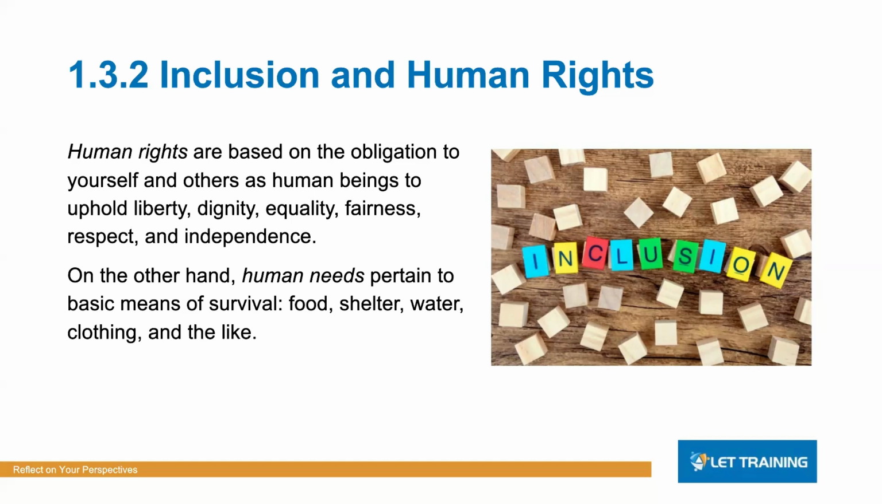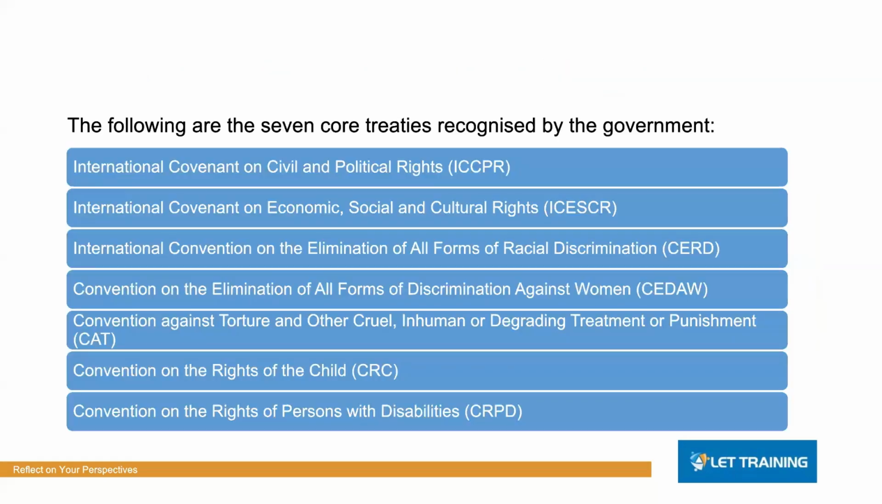The following are the 7 core treaties recognised by the government: the International Covenant on Civil and Political Rights, the International Covenant on Economic, Social and Cultural Rights, the International Convention on the Elimination of All Forms of Racial Discrimination, the Convention on the Elimination of All Forms of Discrimination against Women, the Convention Against Torture and Other Cruel, Inhumane or Degrading Treatment or Punishment, the Convention on the Rights of the Child, and the Convention on the Rights of Persons with Disabilities.